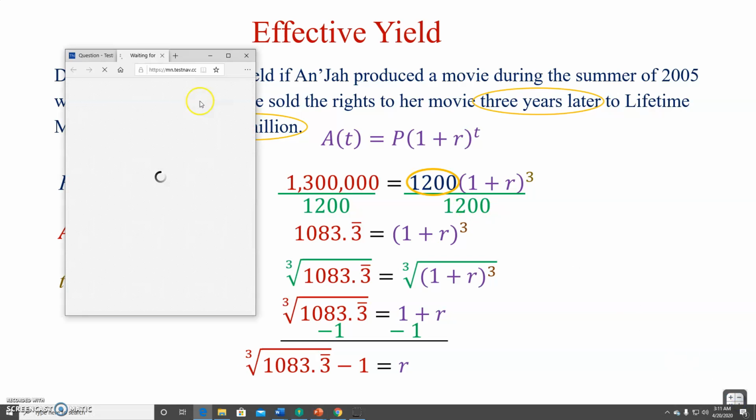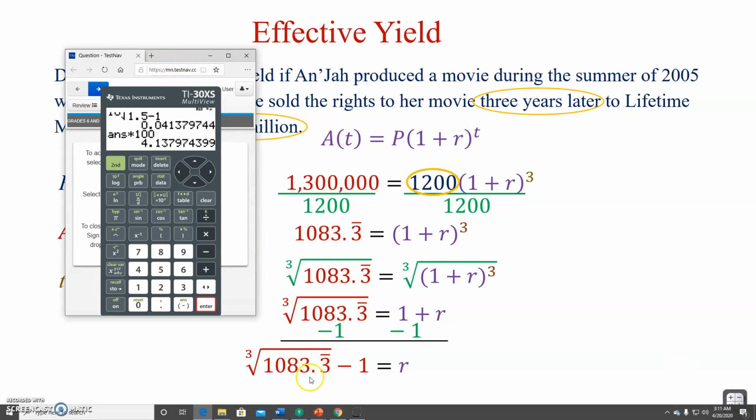Now, there'll be some issues here because how are we going to type in that 0.3 repeating? So what I'm going to type in is actually what I substituted in, I divided to get this 0.3 repeating. So, the cube root, and I'm going to put in not this 1083.3 repeating, but these two numbers divided. I actually could have simplified, but I'm going to put the whole thing. 1,300,000 over 1,200. Move everything over. There we go. Minus 1. And that way we get a pretty exact answer.